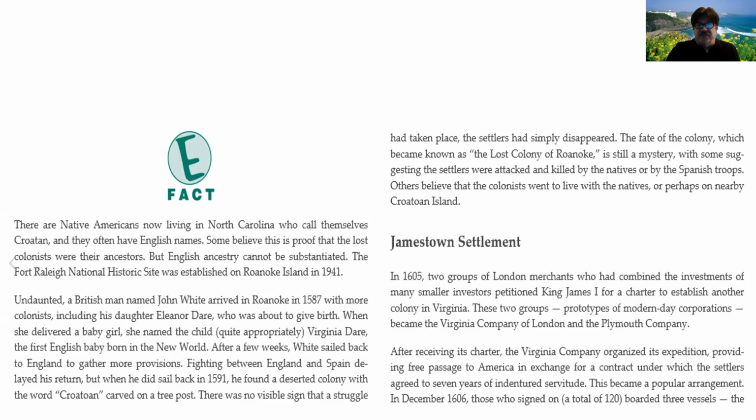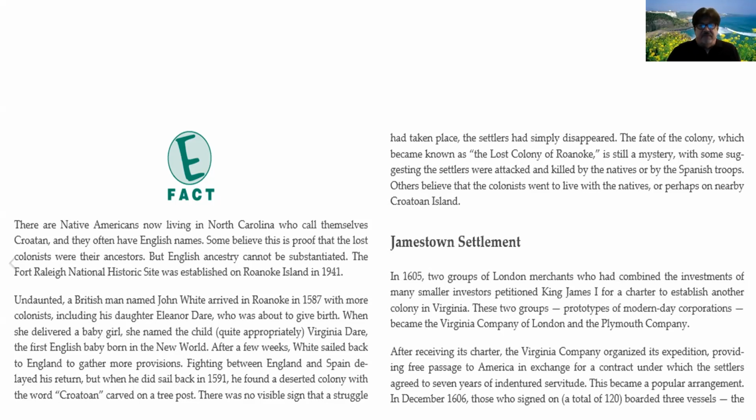These two groups, prototypes, right? Okay, prototypes are the initial first examples of something. So these are the first examples of modern day corporations like Samsung or Xerox or Apple, you name it.